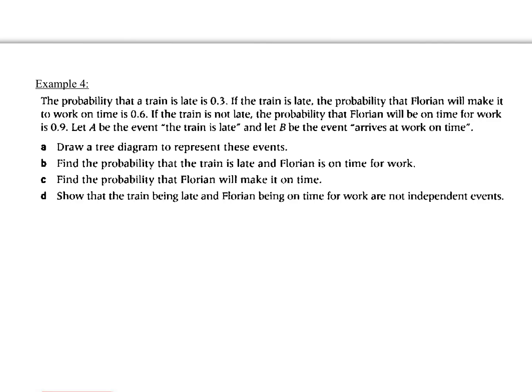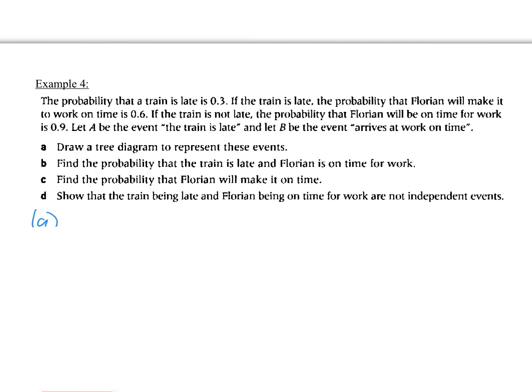Now let's look at example 4. The probability that a train is late is 0.3. If the train is late, the probability that Florian will make it to work on time is 0.6. If the train is not late, the probability that Florian will be on time for work is 0.9. Let A be the event that the train is late and B be the event that he arrives at work on time. So part A, draw a tree diagram to represent this event. So we're going to do part A.